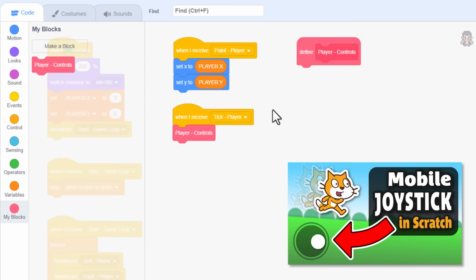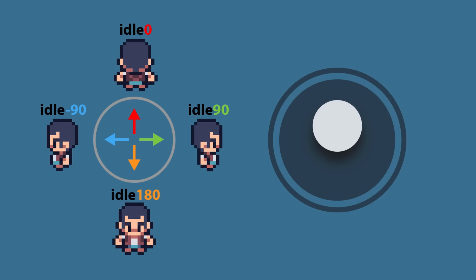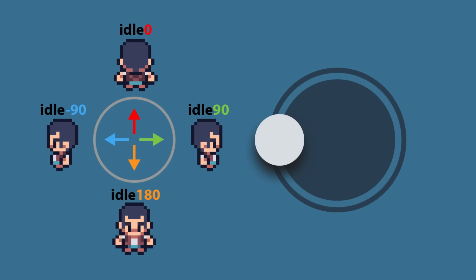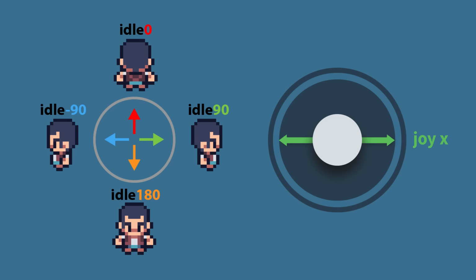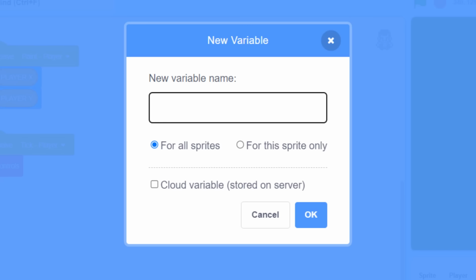The reason I ask is that we need to implement 4-way movement, and this is best described by the movement of a joystick. A joystick has 2 axes of movement. Joystick X is for left or right, and joystick Y is for up and down. We'll replicate that in Scratch using 2 new variables. Joy X, joystick X, for this sprite only.